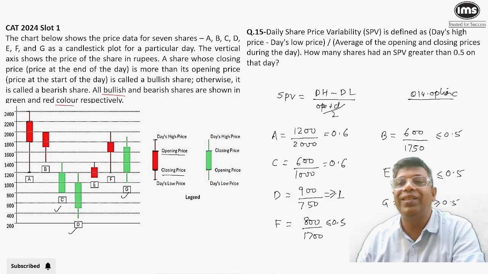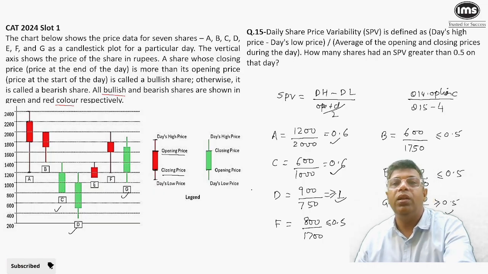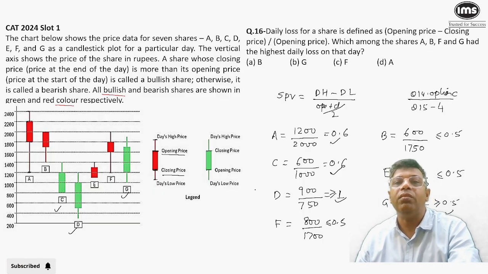So how many shares have SPV greater than 0.5? 1, 2, 3 and 4. So for question number 15, my answer will be 4. Let's proceed to the next question.